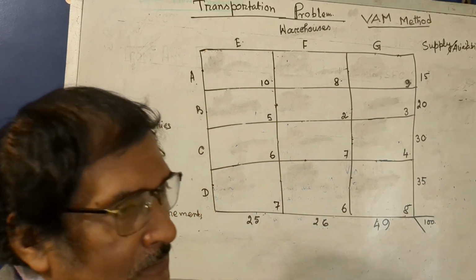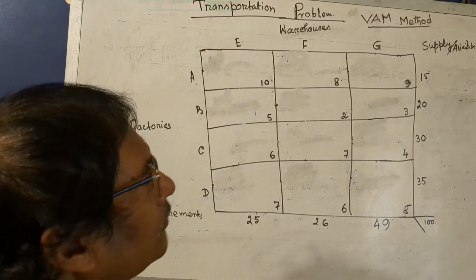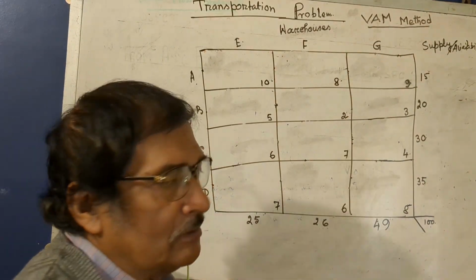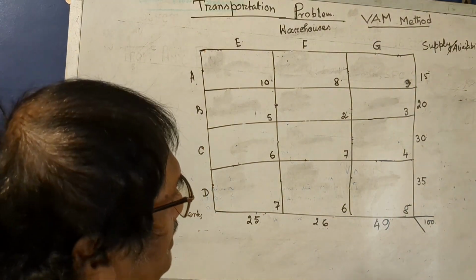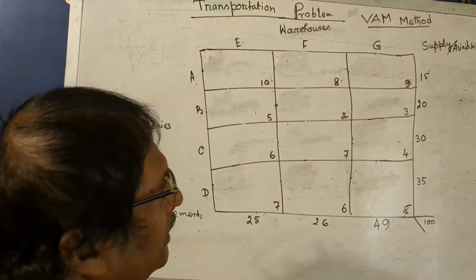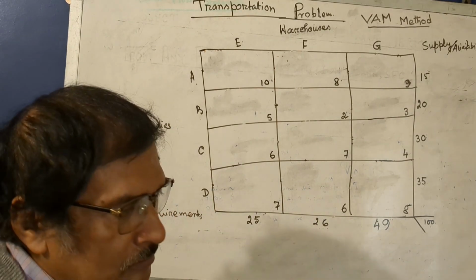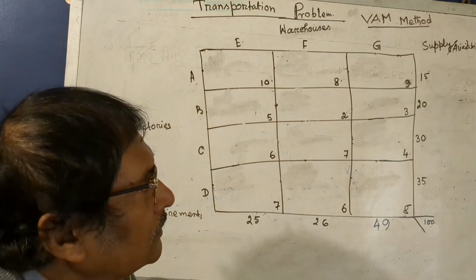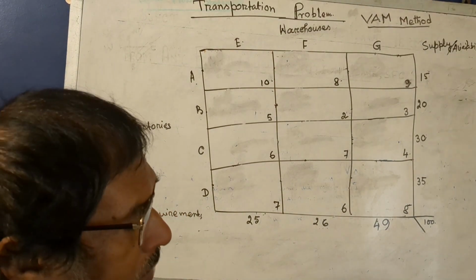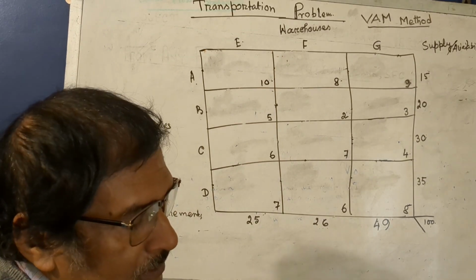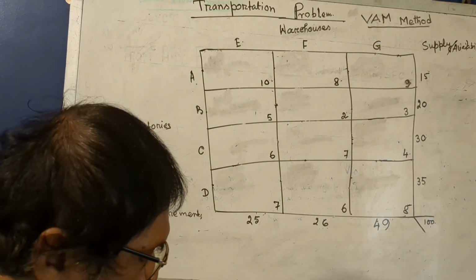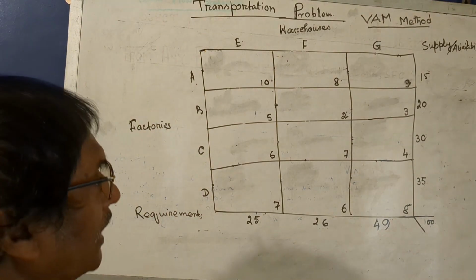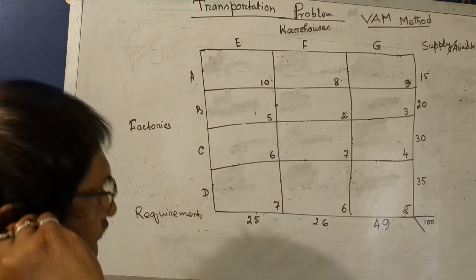The same problem is now being done by Vogel's approximation method. The same problem is being taken. You can solve the transportation problem by any method, but the best method is the VAM method, by which you will find the basic feasible solution. Okay, the same problem is now being solved by the VAM method.